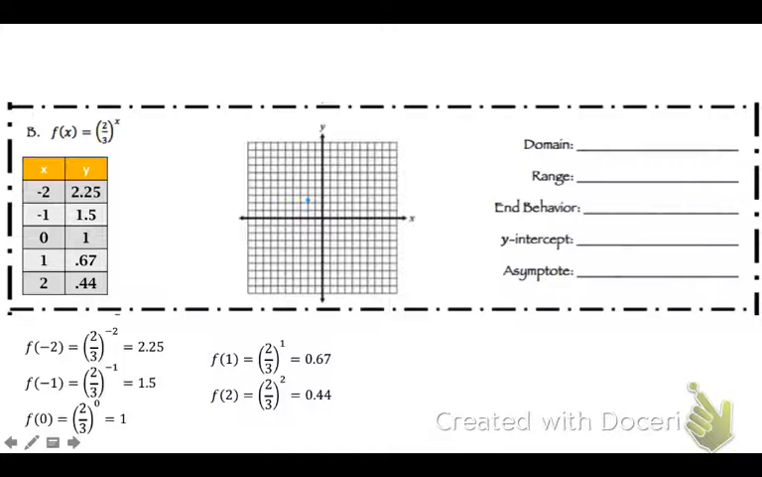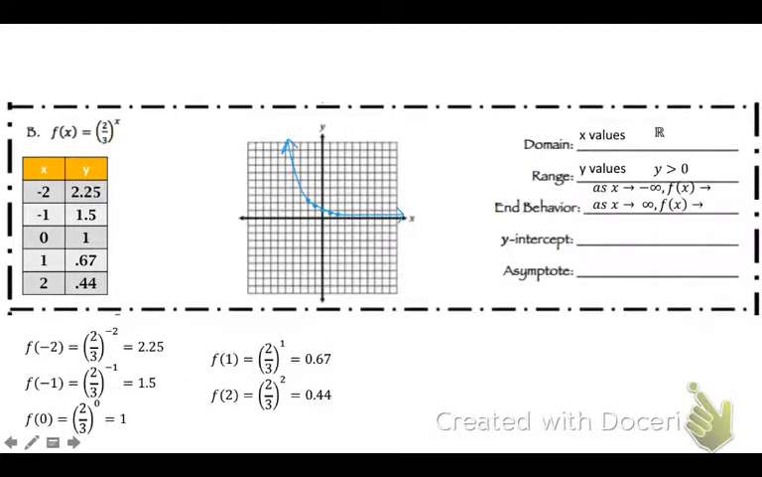Graph those, but -2, 2.25, -1, 1.5, 0, 1, 1, 0.67, 2, 0.44. And we can graph that. Now the domain, again, is x values. That's all real numbers. Range is the y values. The lowest this gets is 0, so y is greater than 0.